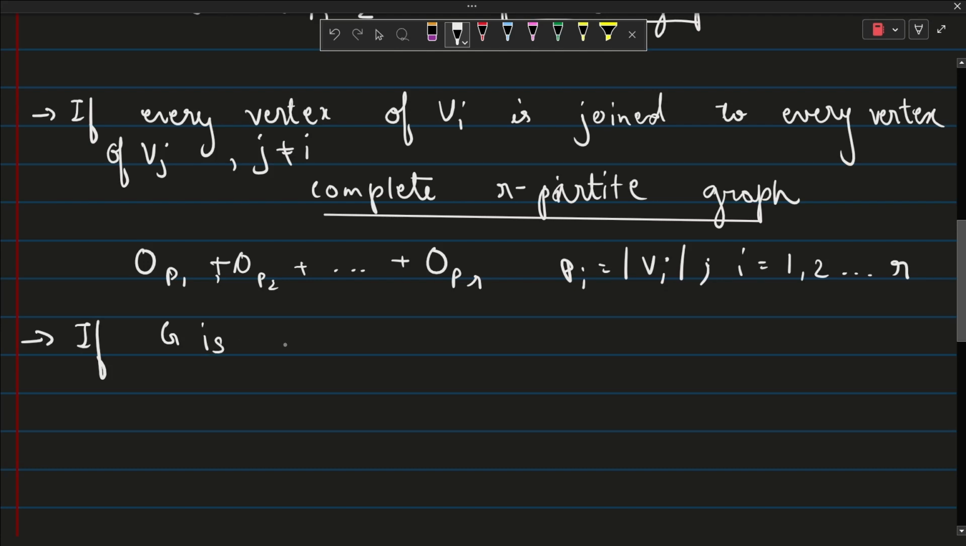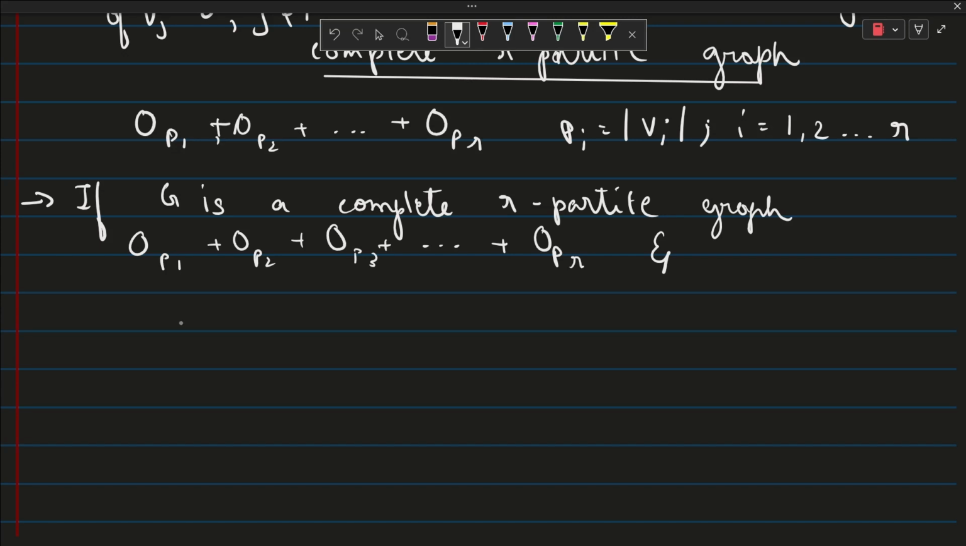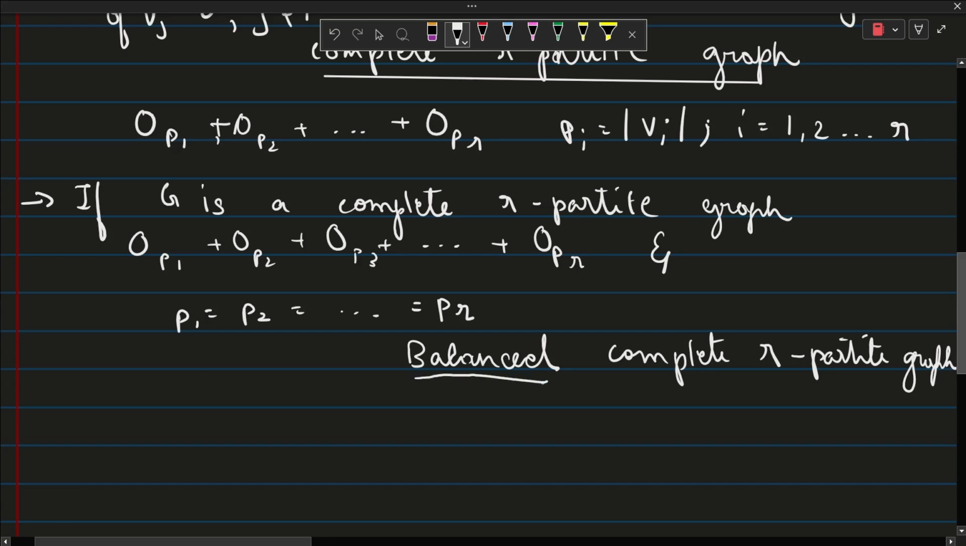If G is a complete R-partite graph, which, as you know, is represented by K(P1) plus K(P2) plus K(P3) plus so on up to K(PR), and if all the partitions have an equal number of vertices, then this is called a balanced complete R-partite graph. And this is represented as K R comma N.